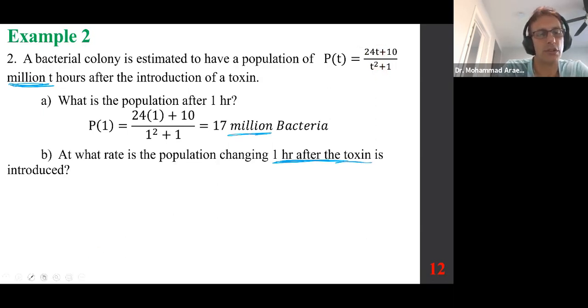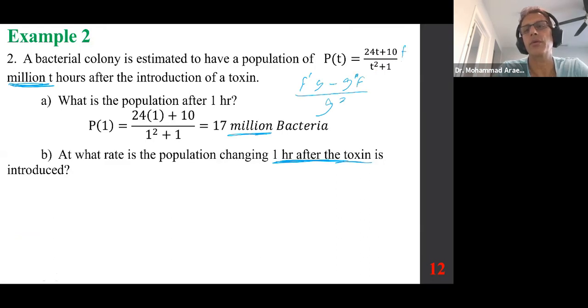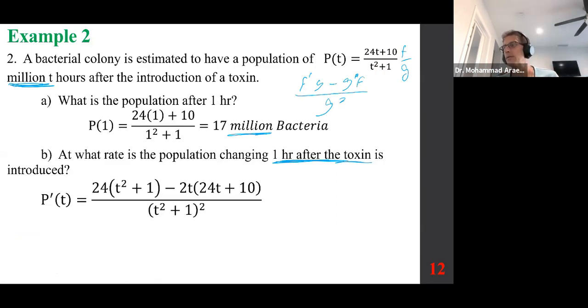In other words, I'm going to use f prime g minus g prime f over g squared, where the top is f and the bottom is g. So we are using the quotient rule.